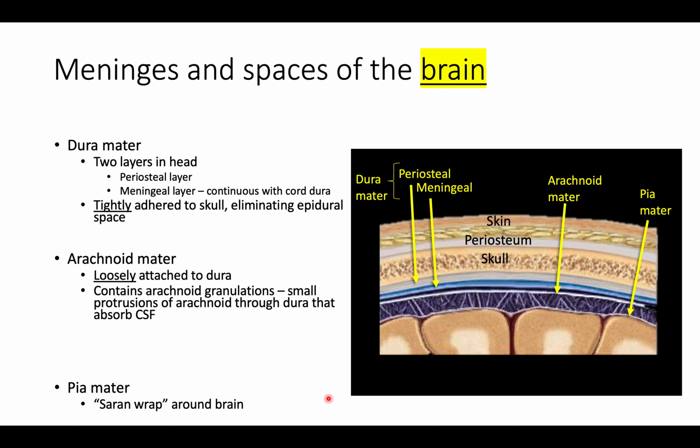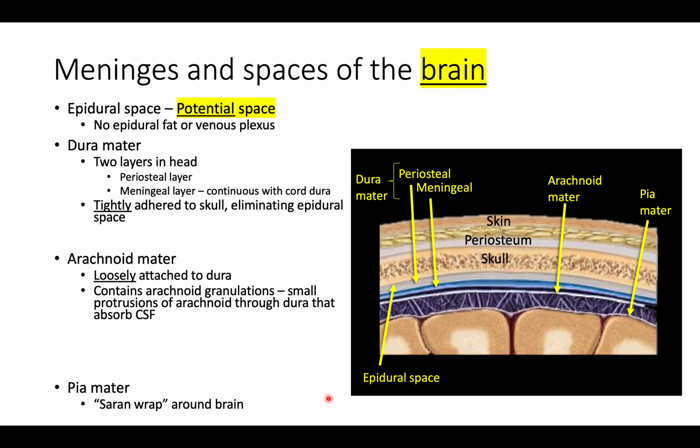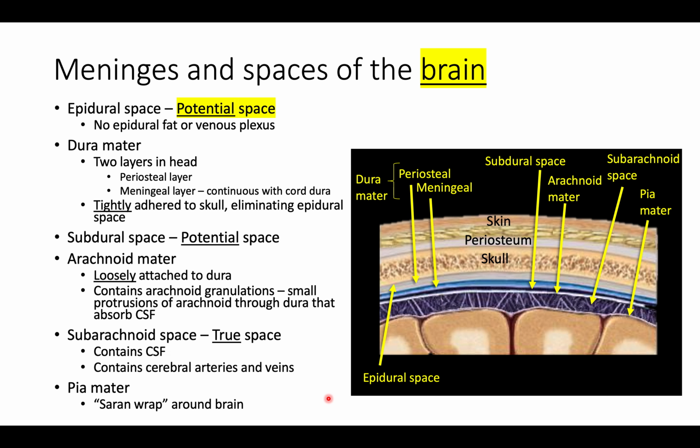Our last layer is the pia mater, which is just that saran wrap again, to the brain this time. We said the epidural space within the spinal cord was a true space. However, on the brain, it is now a potential space. So there's no epidural fat or venous plexus. If something like blood were to accumulate, this would cause a major problem. Subdural space, again, is a potential space, and then the subarachnoid space is a true space containing CSF.